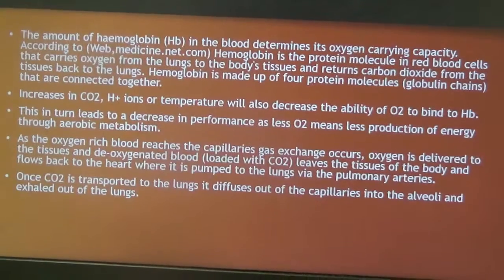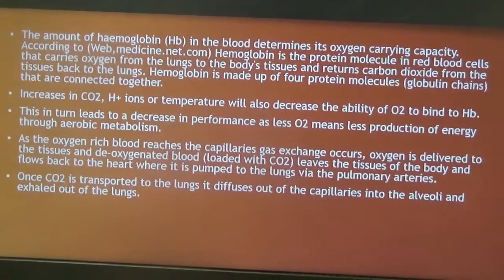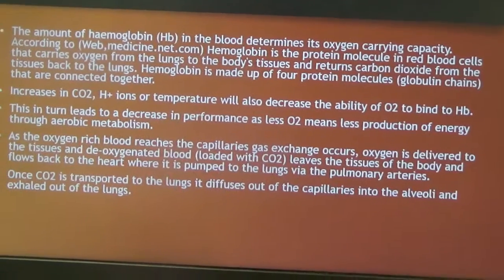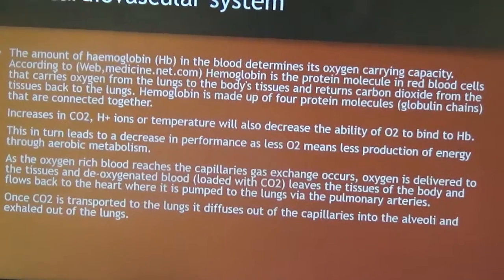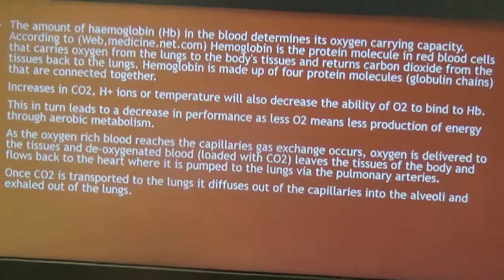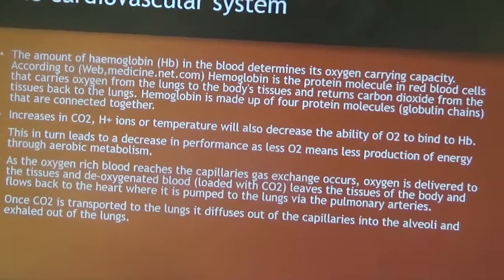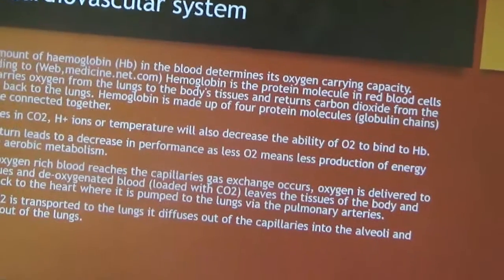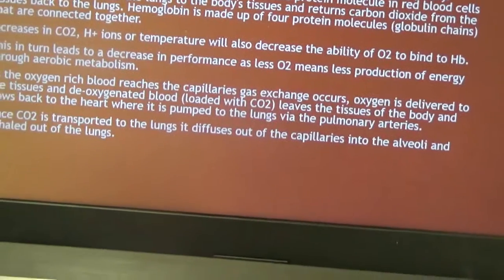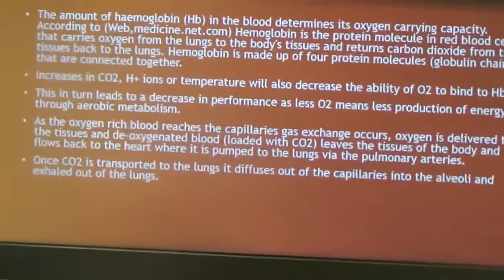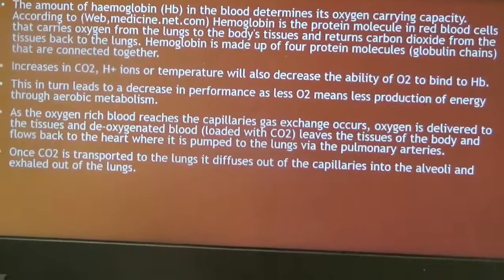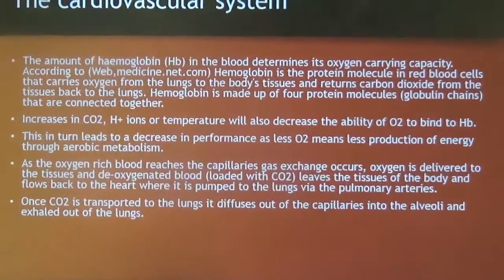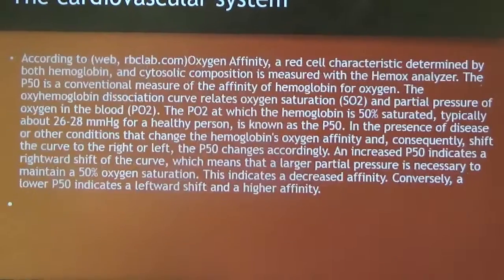Increasing carbon dioxide or temperature will also decrease the ability of oxygen to bind to the hemoglobin. This in turn leads to a decrease in performance, as less oxygen means less production of energy through aerobic metabolism. As your oxygen-rich blood reaches the capillaries, gaseous exchange occurs. Oxygen is delivered to the tissues and deoxygenated blood, which is loaded with carbon dioxide, leaves the tissues of the body. This then flows back to the heart, where it is pumped into the lungs from the pulmonary arteries. Once carbon dioxide is transported into the lungs, it diffuses out of the capillaries into the alveoli and is exhaled out of the lungs.